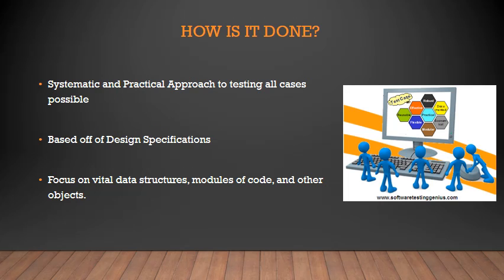How are test cases done? Most test cases can be applied to specific portions of the software, as we discussed in the previous slide, but there are different ways and tactics that you can go about performing test cases. One is the systematic and practical approach to testing all cases possible. This is where you would break down your software into categories or groups of different cases that could be performed, and you would create test cases for each of these cases or categories.